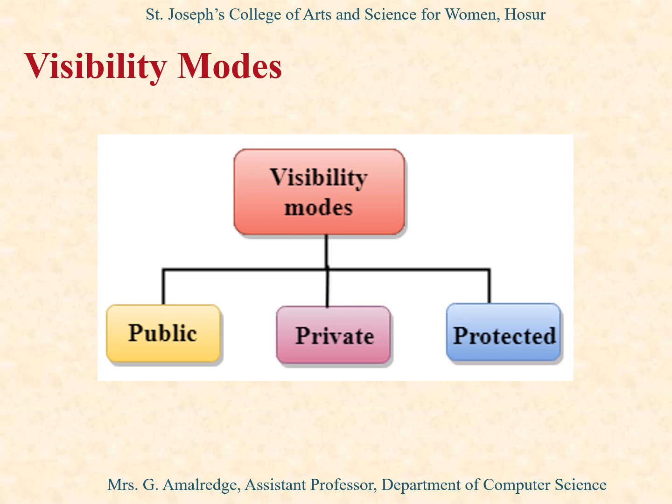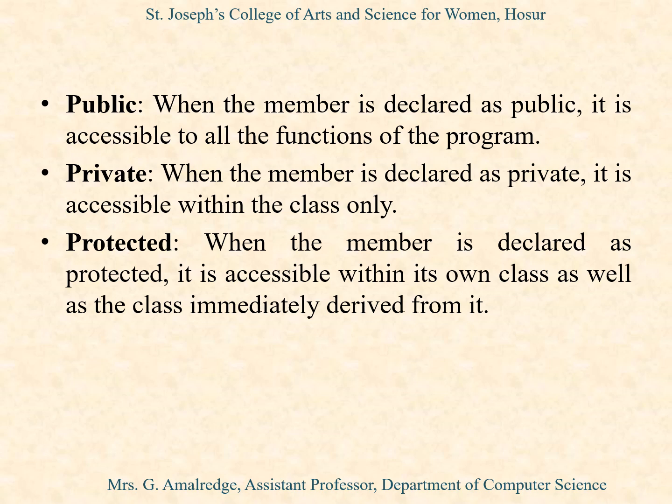Visibility modes. There are three types of visibility modes. One is public, second one is private, and the third one is protected. Public mode. When the member is declared as public, it is accessible to all the functions of the program. Private. When the member is declared as private, it is accessible within the class only. Protected. When the member is declared as protected, it is accessible within its own class as well as the class immediately derived from it.